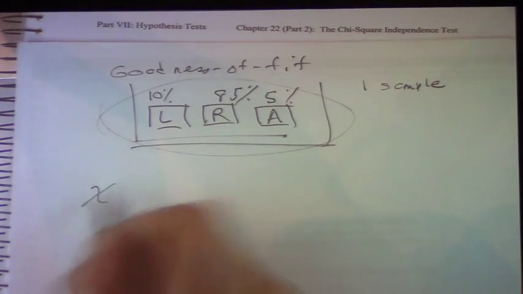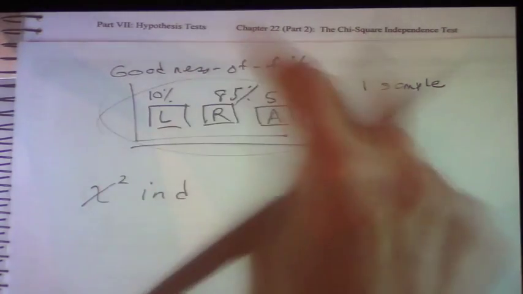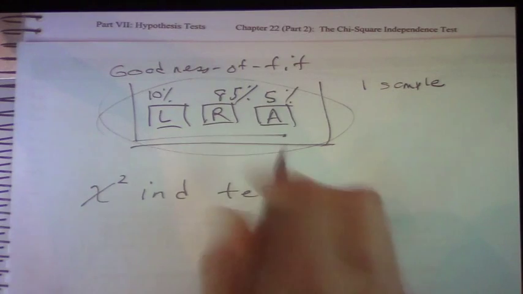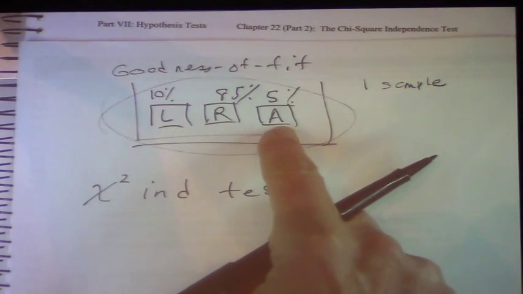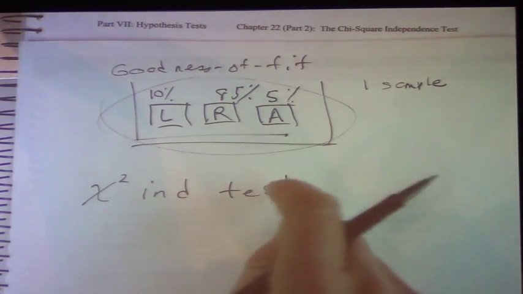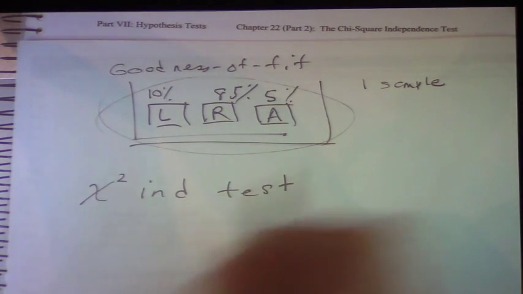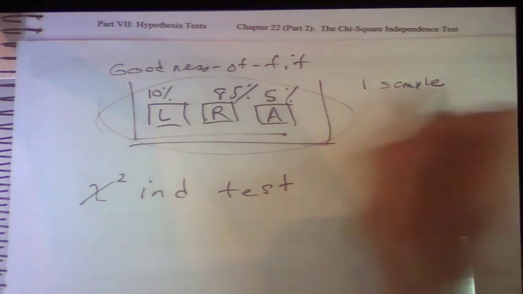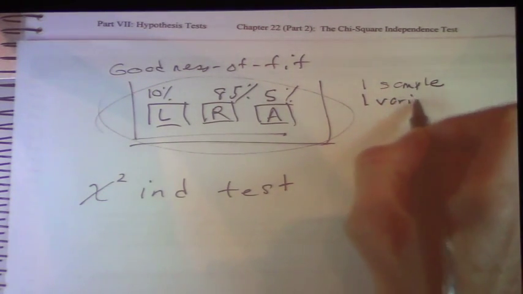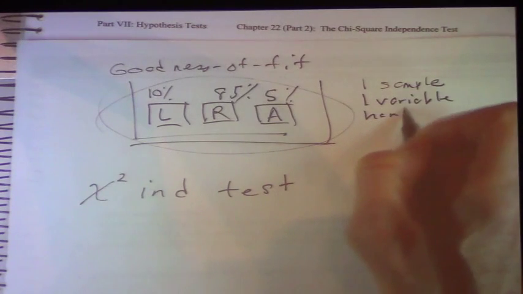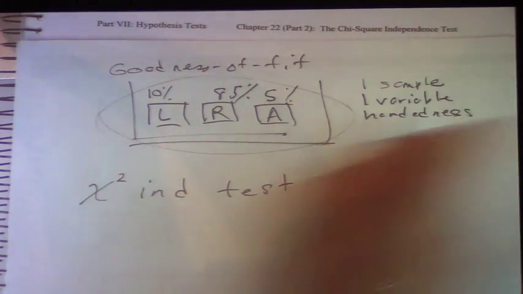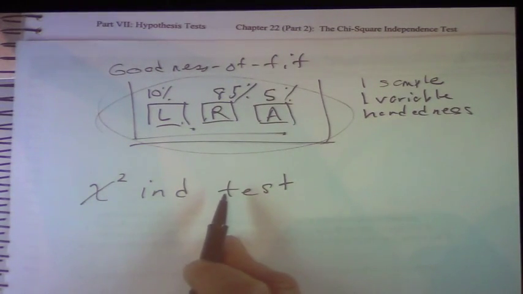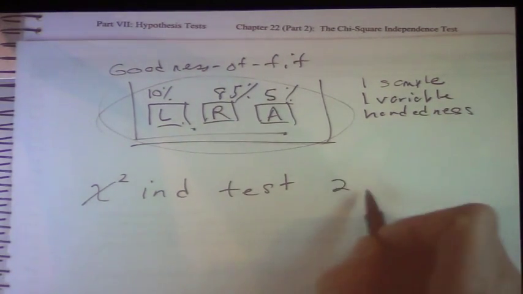Now what are we going to do? If we're going to have a chi-square independence test, and this is what's going to be on your homework, a similar problem, we don't specify a particular model. We're not interested in that. We're interested in two variables here. We just have one sample. Another way of saying the goodness of fit is one variable, handedness, and a specified model. Now, if we have a chi-square independence test, we have two variables.